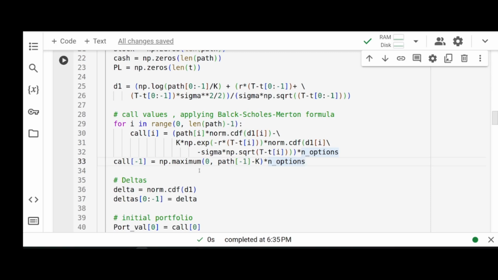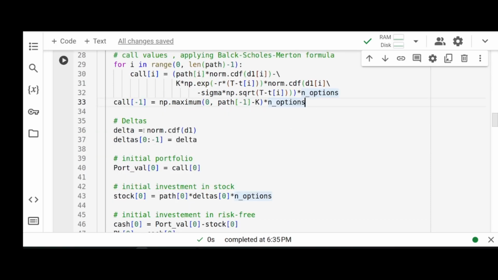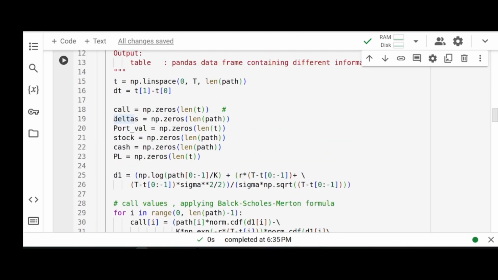So our deltas can be calculated as the CDF of D1. It is an array of length t. So our deltas from 0 to the end is equal to this delta. That means here we create deltas of size length t, then the values are given by this delta after calculation.